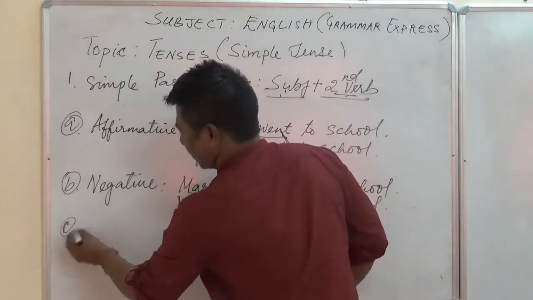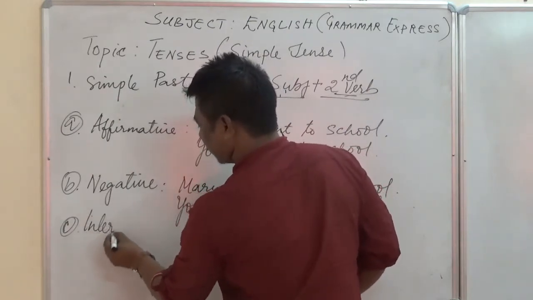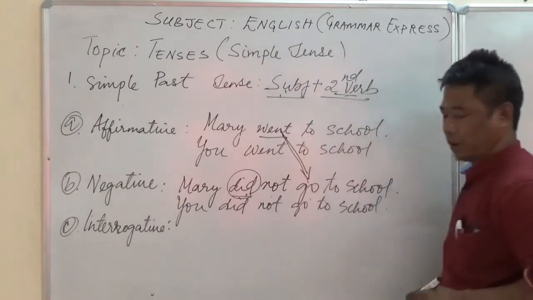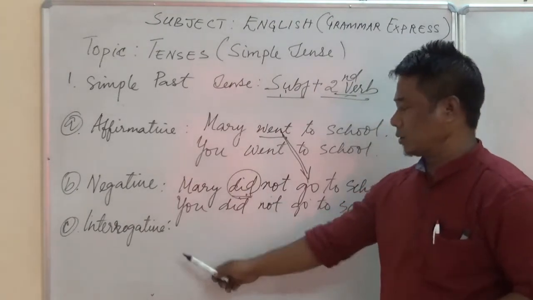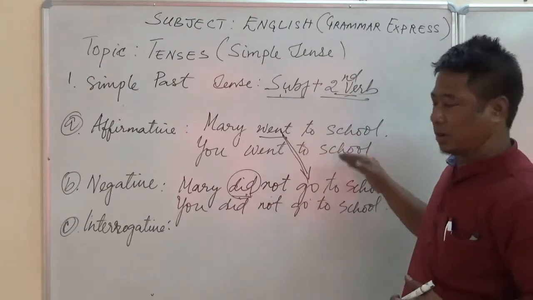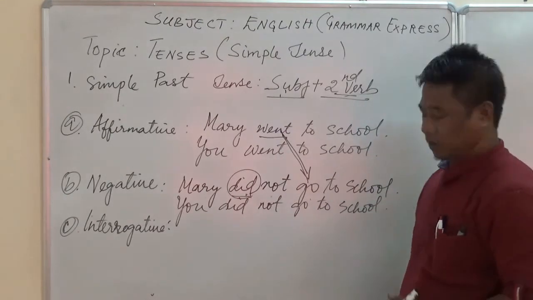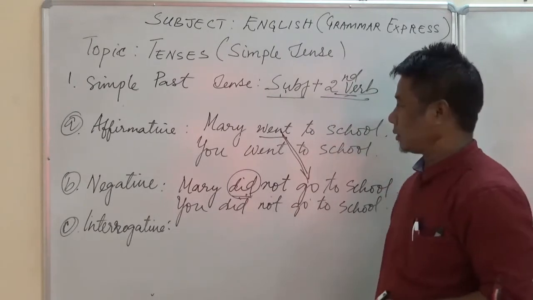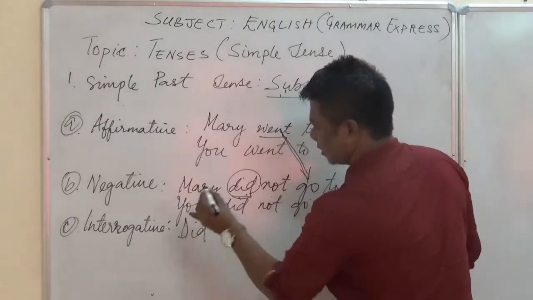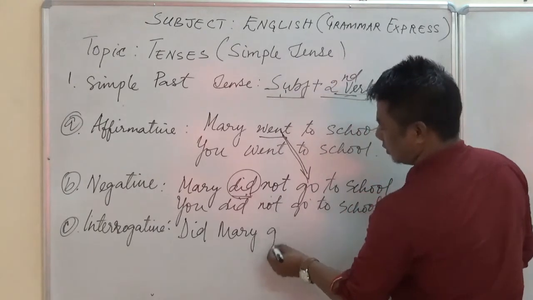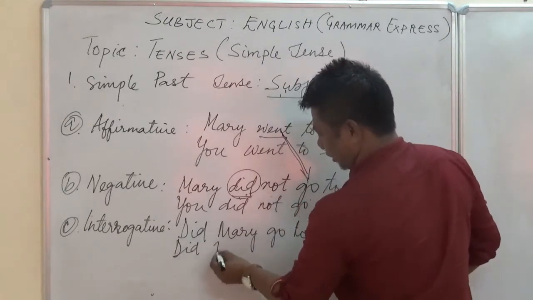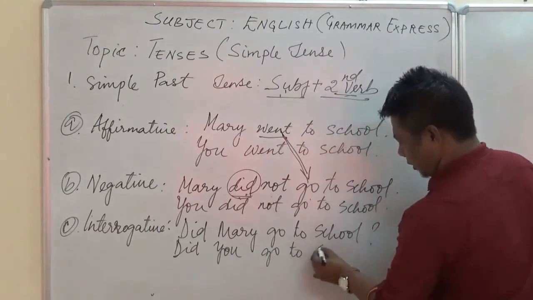Okay, the next sentence, interrogative. As we know, it is a question. So in order to make a question out of this affirmative sentence, we have to think again how we begin the question in a simple past tense. We have to begin with one word, that is did, always. Did Mary go to school? The same way, did you go to school?